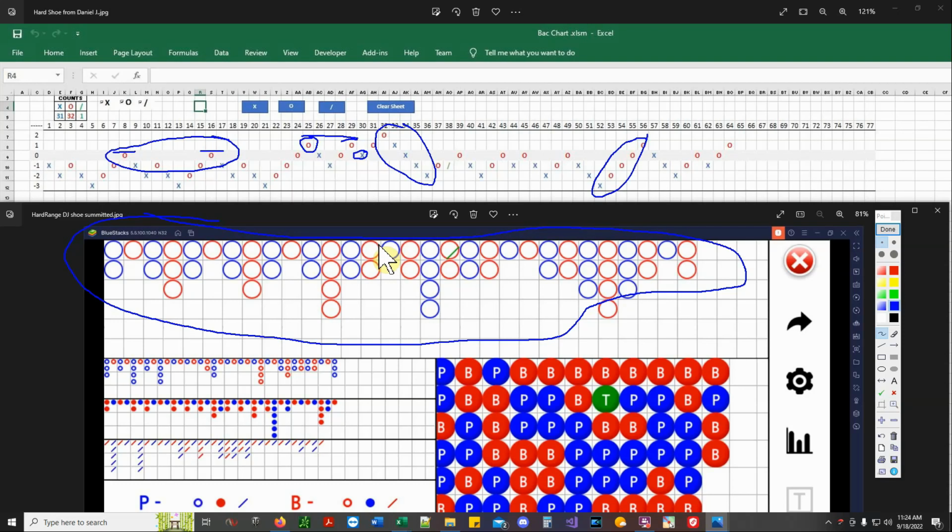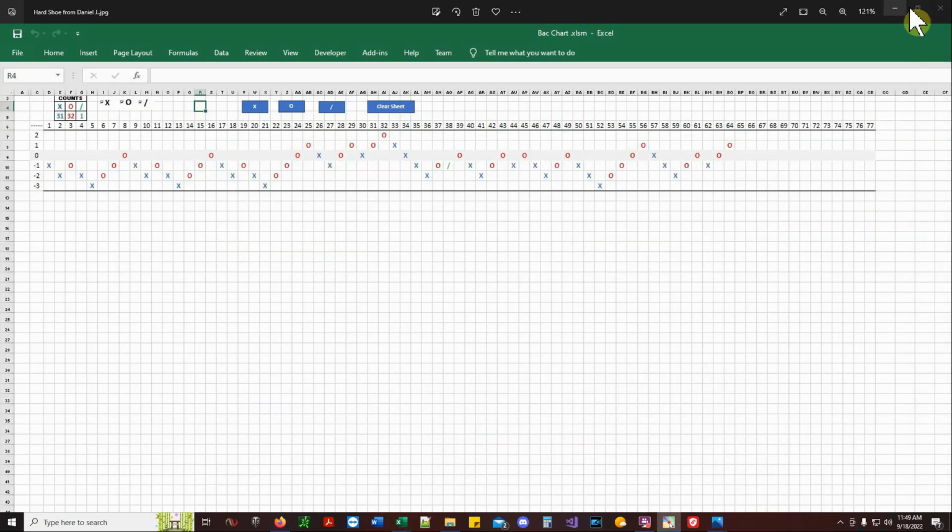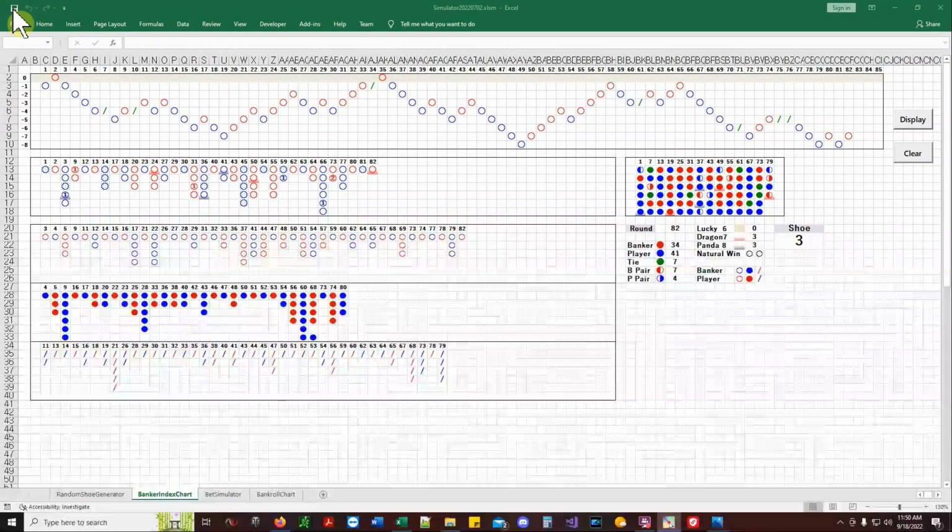But a Baccarat shoe, and I'm starting to get enough shoes in now, it's not going to run as much as you think, but when the run comes, take advantage of it. Okay? Let's get into another shoe. Basically the same thing.